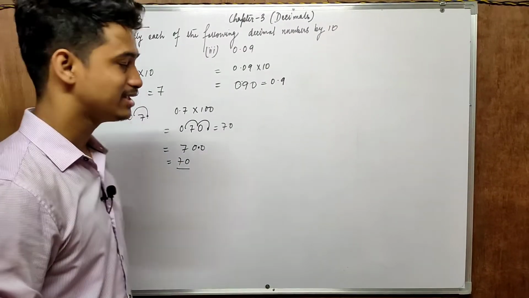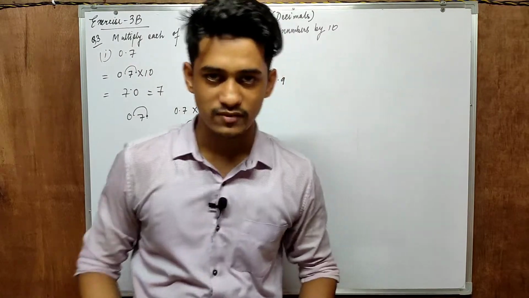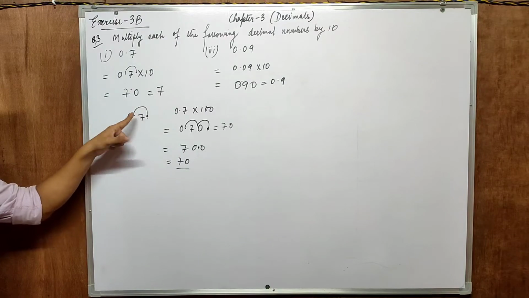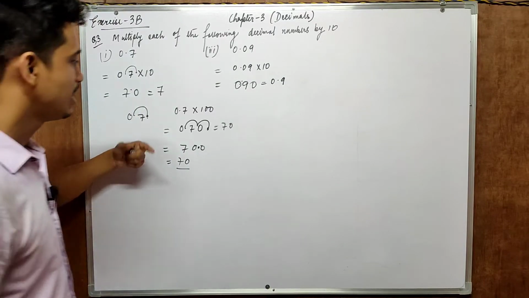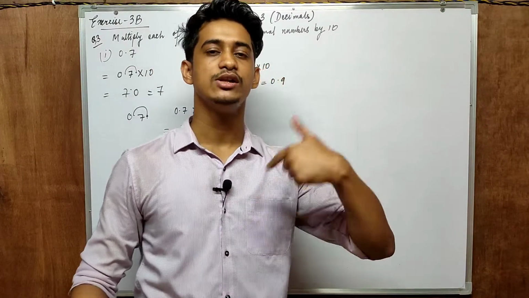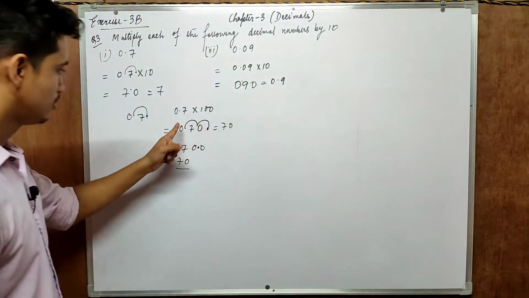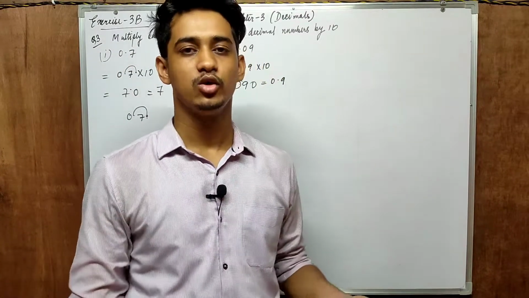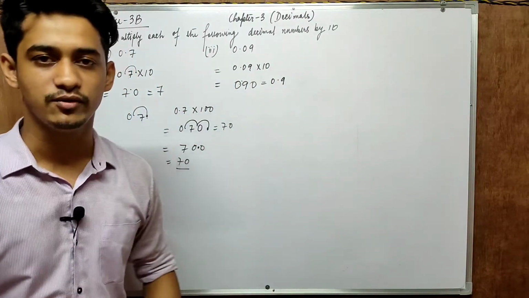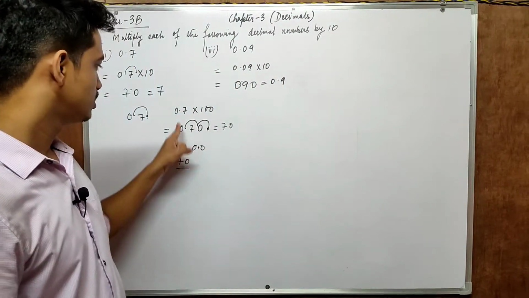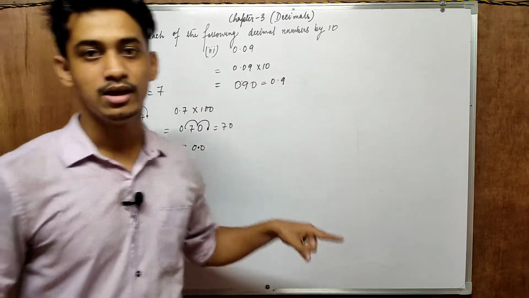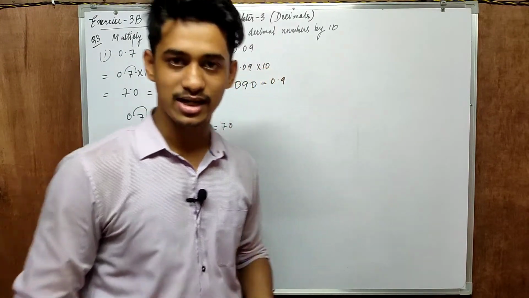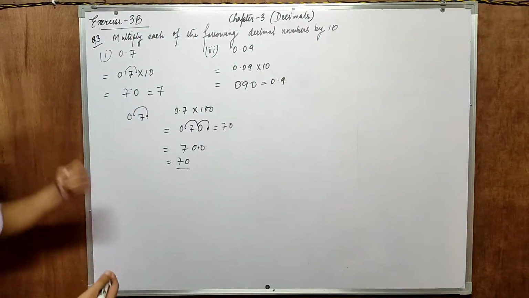So what just happened is that it depends upon the number of zeros. If the number of zeros is 1, the point will shift towards one side. Only one shift will be there. If 100 is there, then the point will shift 2 times. If 1000 is there, then how many zeros are there? 3. So the point will shift 3 times, and the vacant place will be replaced by 0. That's it. Right? So let's just move on to our next question, that is question number 4.